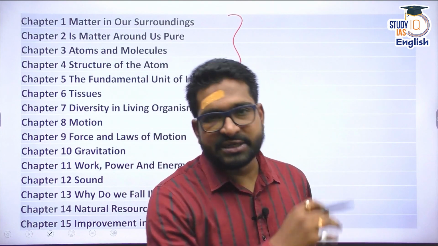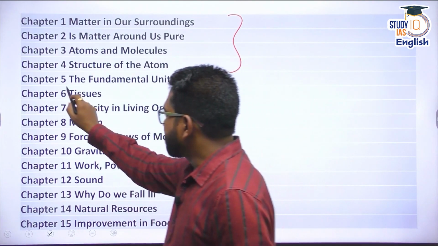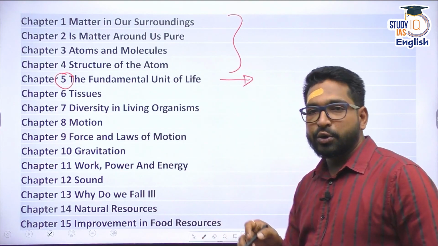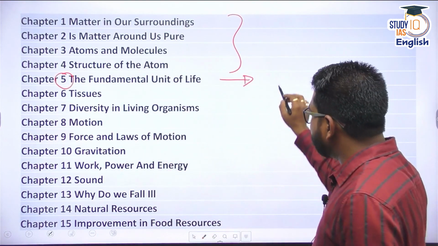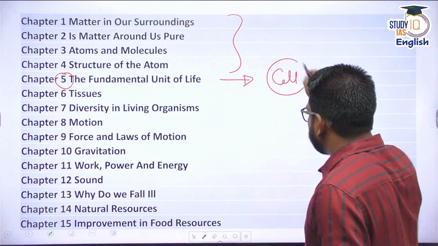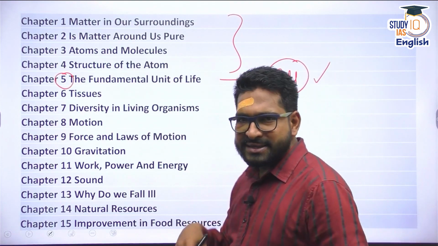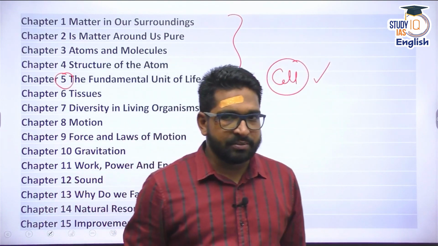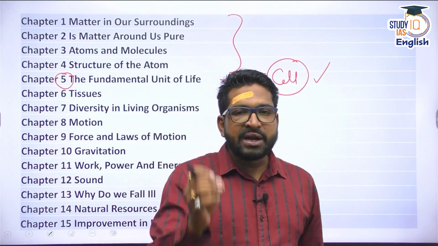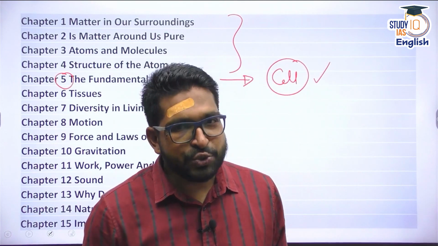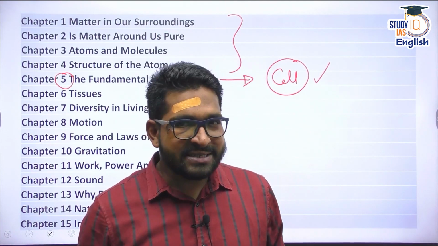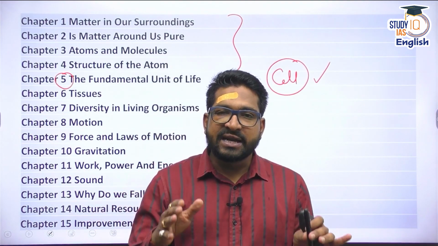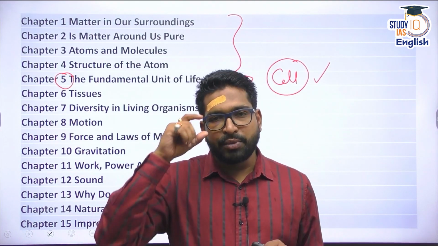And in the last discussion, we focused on chapter 5, the fundamental unit of life, where we entered into the domain of biology. What is the fundamental unit of life? We understood it as cell. For a unicellular organism, a single cell represents entire life. For a multicellular organism like humans, cell is a building block of our body. We understood cell and its different organelles along with its functions. We also focused on understanding the concept of cell division, that is mitosis and meiosis.